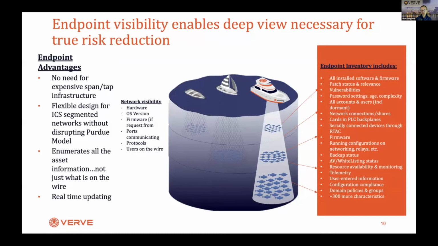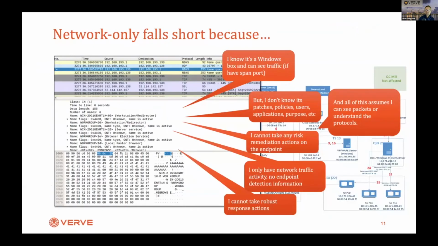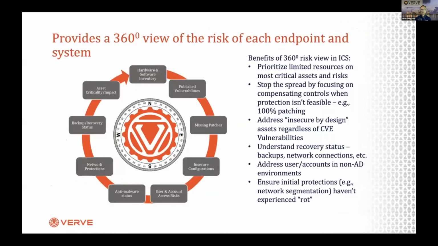And then it gets obviously very, very deep into the assets. So you can see all the way down to everything from cards in a PLC backplane, serially connected devices to an RTAC, plus information from other tools like AV tools, whitelisting tools, et cetera. And so that is really the foundation of being able to get the information. And then once we have that information, we can provide a 360-degree view of the risk of that asset. And so obviously it starts with the inventory and the vulnerabilities and the patch status. But as we know, we can't just patch every vulnerability. And so we need to think about all of the risks in an integrated way.